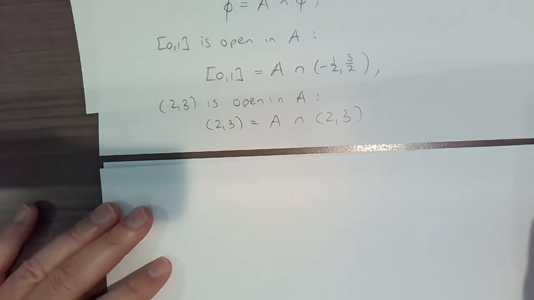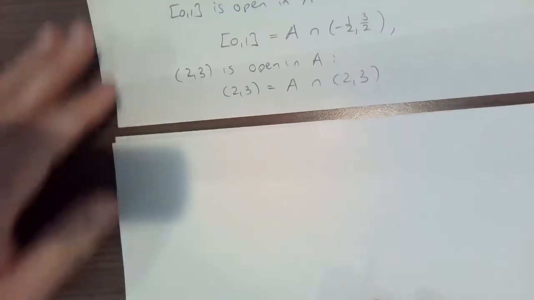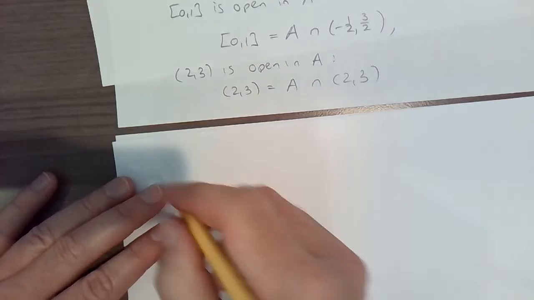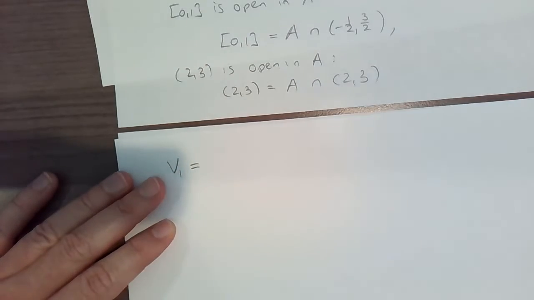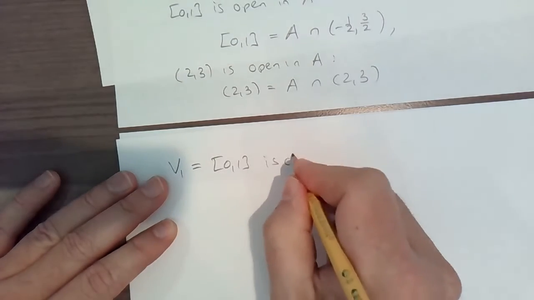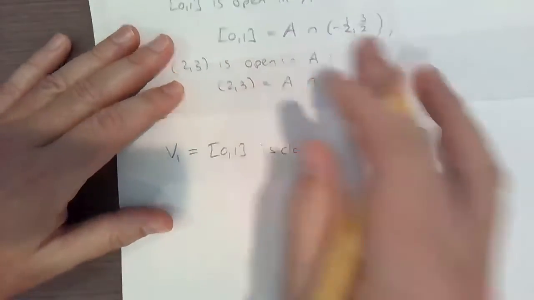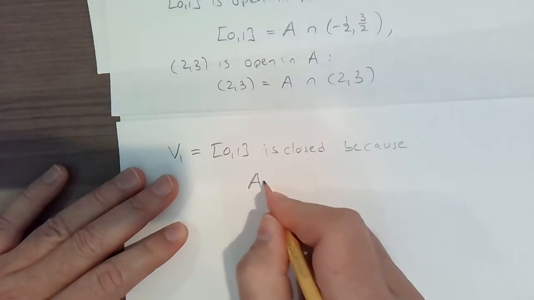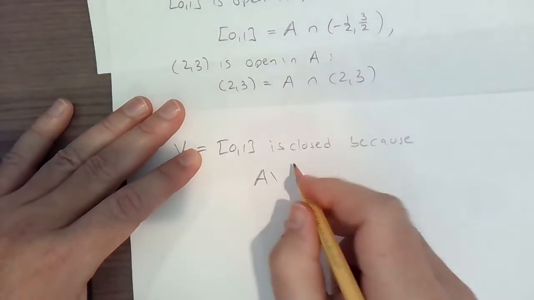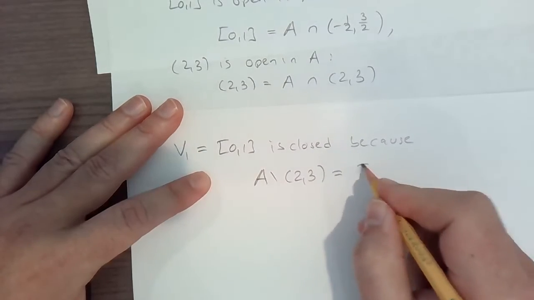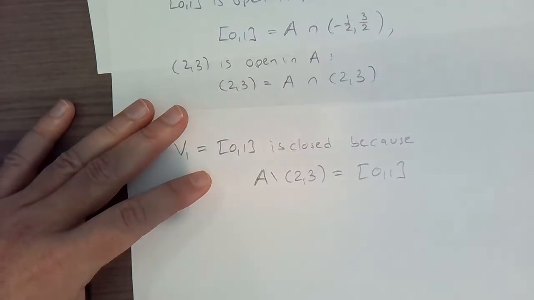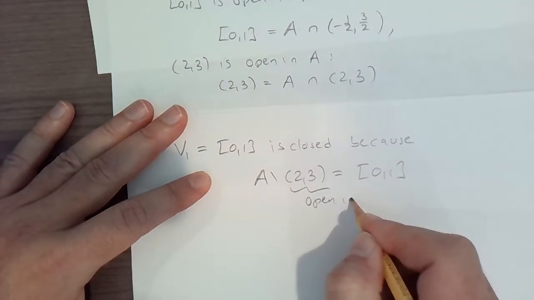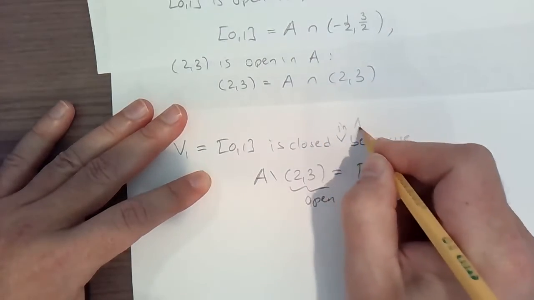Then you can move on to closed sets. If you want to look at some closed sets, well, then we look at the complements. So if I look at V1, this could be 0 to 1. This is closed, right? But it was also open. V1 is closed because if I take A less this open set here, 2 to 3, I'm going to get exactly 0 to 1. And this set here was open. This is closed in A.